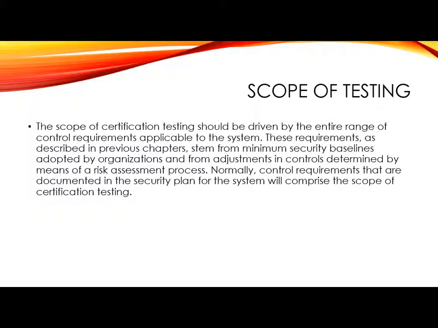These requirements are described in previous chapters, stem from minimum security baselines, and are adopted by organizations and adjusted for controls determined by the risk of that system. Remember, when you categorized the system as high, medium, or low, and then did the risk assessment against it, that gives you an idea of how your system is. Normally, control requirements are documented in the security plan, which y'all already did, right? Y'all documented your controls as part of your security plan. And that will comprise the scope of the certification testing.